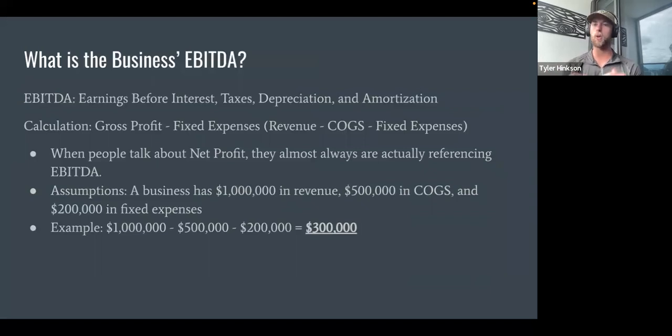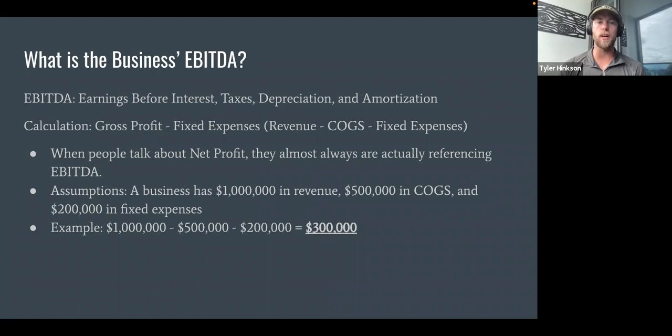Now, the question is, what do all these numbers mean? The whole goal of getting all of these numbers is to figure out how much is left over to determine how much money the business is actually making. This is where we get to EBITDA, which remember is earnings before interest, taxes, depreciation, and amortization. Again, EBITDA is often what people mean when they say net profit. When they say net profit, they're almost always actually referencing EBITDA. So just keep that in mind.